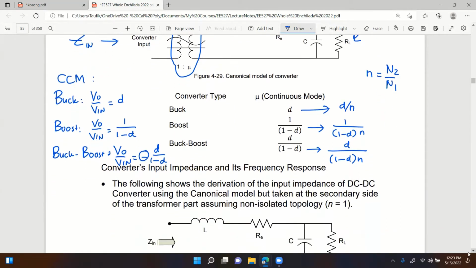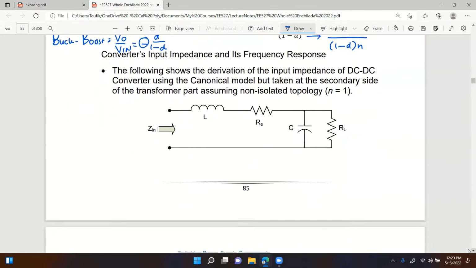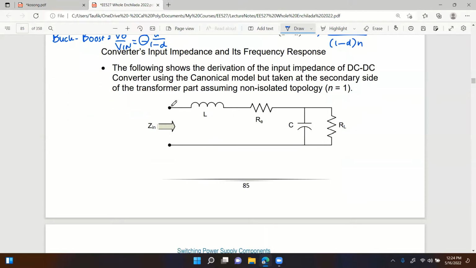I just want to make sure that that's clear. So knowing that, if I know the model there, the transformer is already taken into account, then you see the input impedance on the secondary side of the transformer, you'll see just this portion right here, right? Okay. Any questions so far?